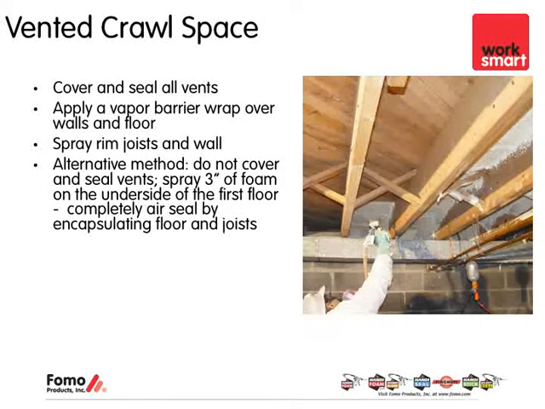In the case of a vented crawl space, one opportunity or application is to turn that into an unvented or conditioned crawl space. In that application, you want to cover and seal all the vents. Then you want to apply a vapor barrier wrap over the walls and the floor, and bring that up on the walls to the rim joist. And then you want to spray the rim joists at least an inch along the top of the wall and down to the floor of the crawl space.